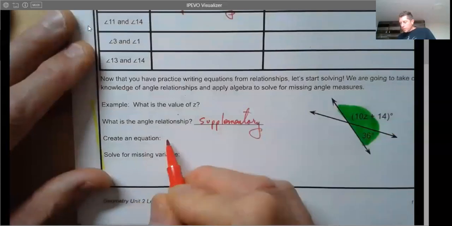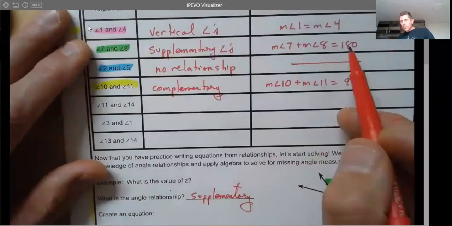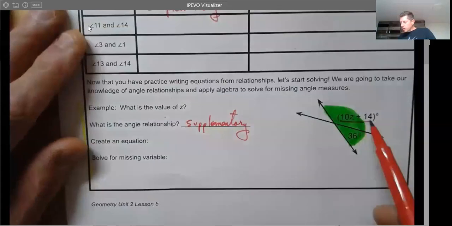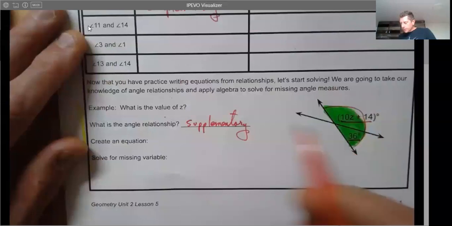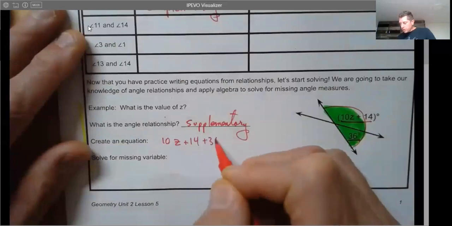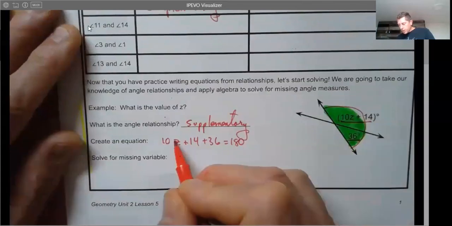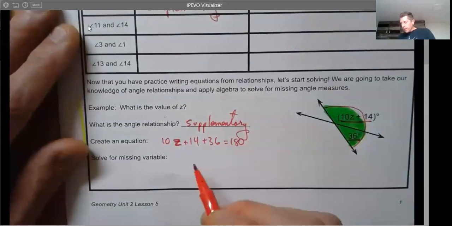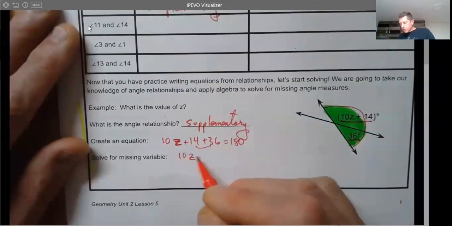Create an equation. We know that from what we talked about earlier, that if we add the two angles together, they're going to equal 180. So that's the same thing that we need to do here. We need to take this expression and this expression, add them together to get that full 180 degrees. So we're going to have 10z plus 14 plus 36 equals 180. And with the z's, I put this little line in the middle because sometimes my z's get confused with 2's, whatever.